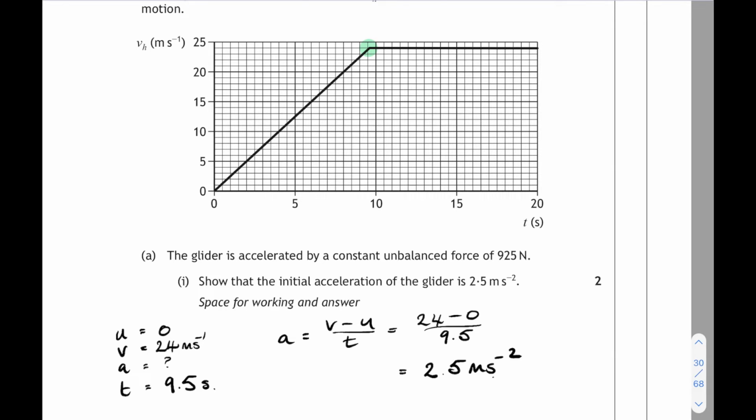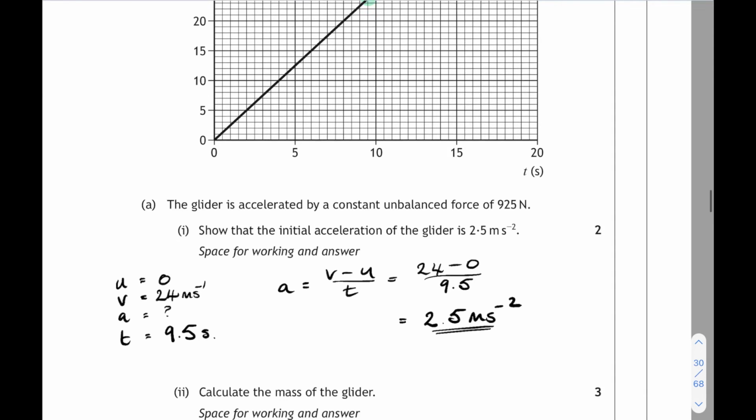Now watch out here, because your calculator will tell you an answer. It's a big long answer with loads of numbers after the decimal point. Under no circumstances write that down. Write down the answer that you're asked for. 2.5 metres per second squared.